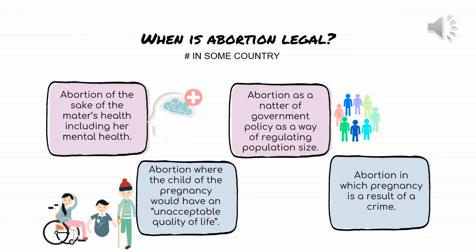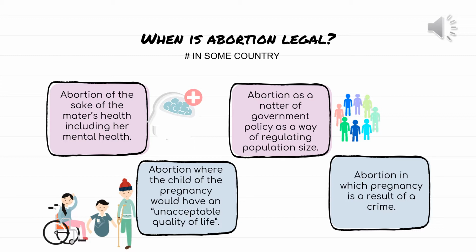The first country that legalized abortion is Iceland. Other countries that allow abortion are France, Canada, and Belgium, but it depends on the conditions set by the country. When is abortion legal? First, it's legal when done for the sake of the mother's health, including her mental health. Second, abortion where the child of the pregnancy would have an unacceptable quality of life.